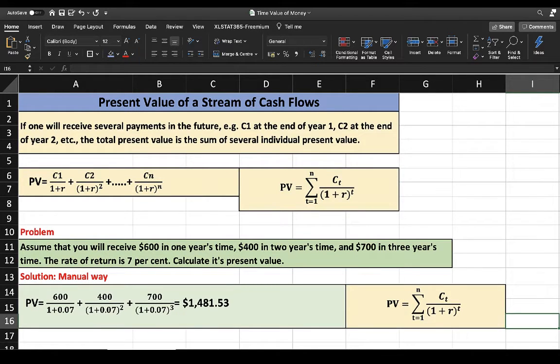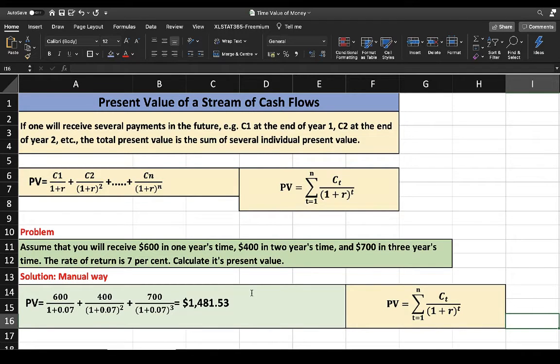Assume that you will receive $600 in 1 year's time, $400 in 2 years' time and $700 in 3 years' time at the rate of 7%. So you have to calculate the present value. Manually it takes a long process. You apply the formula, put the values in one by one as it is given here, and then you solve it. So the answer is given here. This is a lengthy process if there are more than 3 years of cash flows.